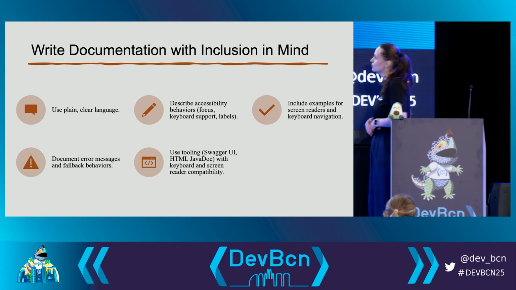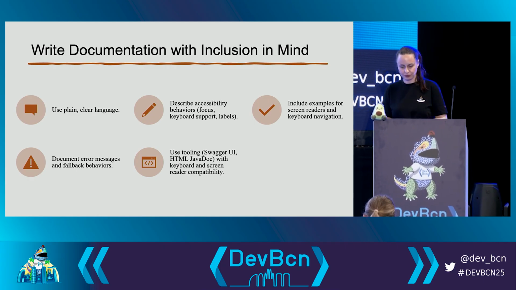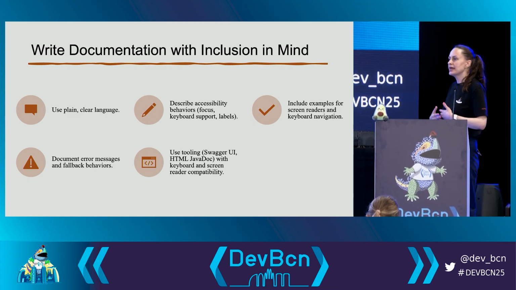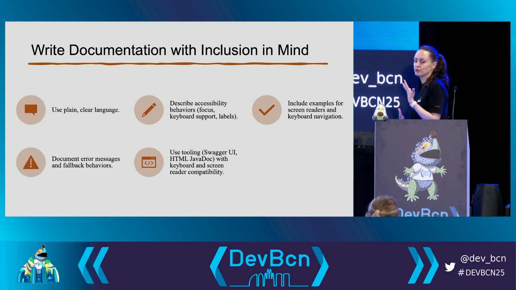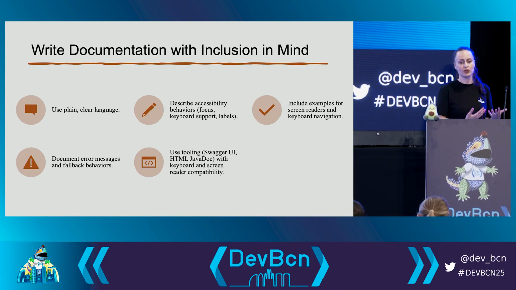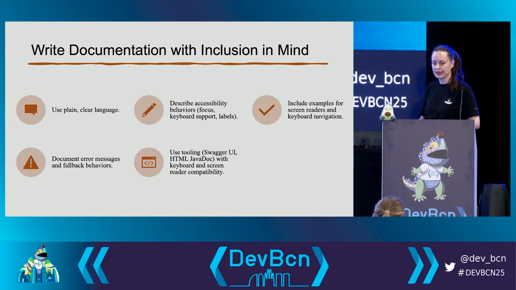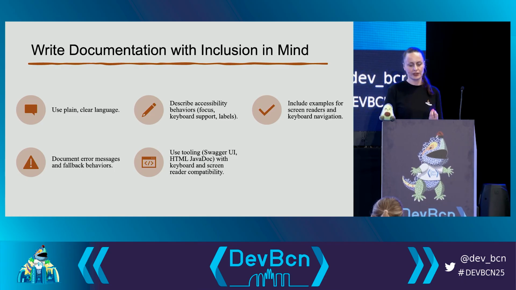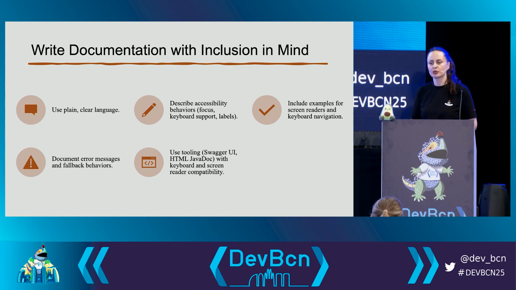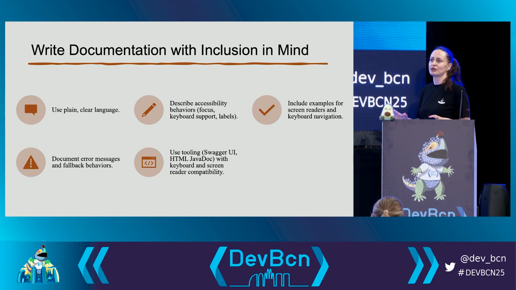To write documentation with inclusion in mind means these 5 things, in my opinion. It's about making documentation that's clear and predictable. Your documentation should make it obvious to the users how they can interact with your application, with your API. Write for developers and know your audience, but also write for those developers that are using assistive tools to work with your API. Also use consistent terminology.